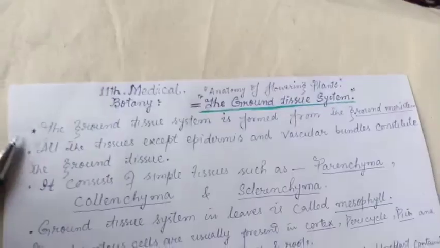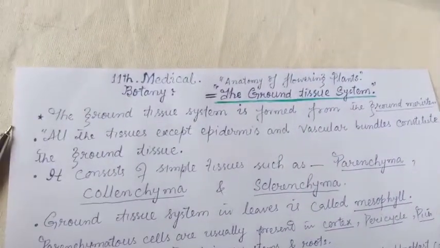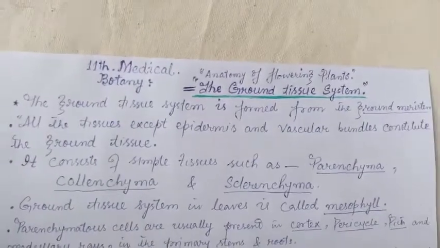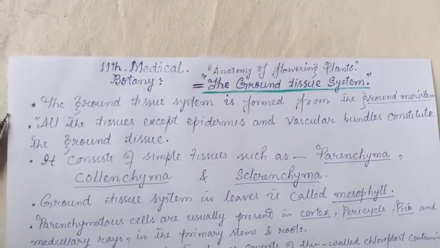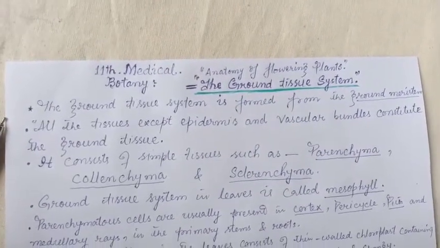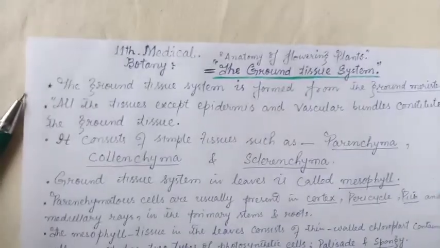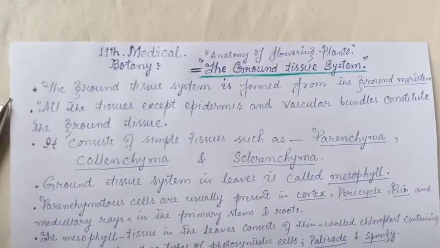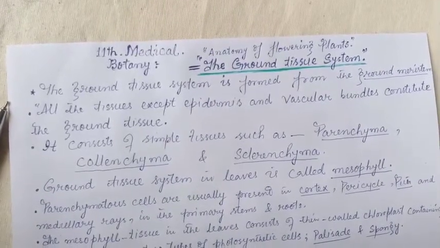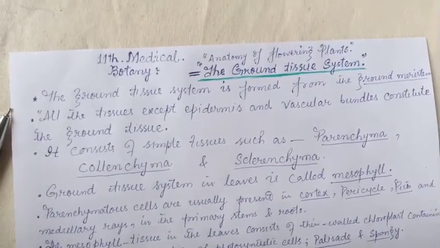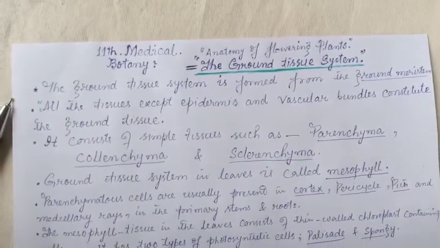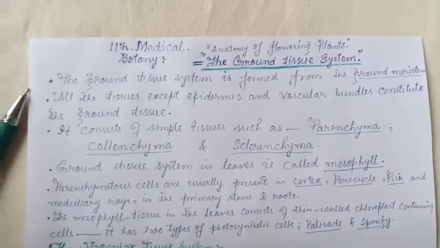Now the ground tissue system is formed from the ground meristem. It includes all the tissues except epidermis and vascular bundles. Epidermis is the epidermal tissue that lies just like the skin in humans. The epidermal tissue is in the plant organs.